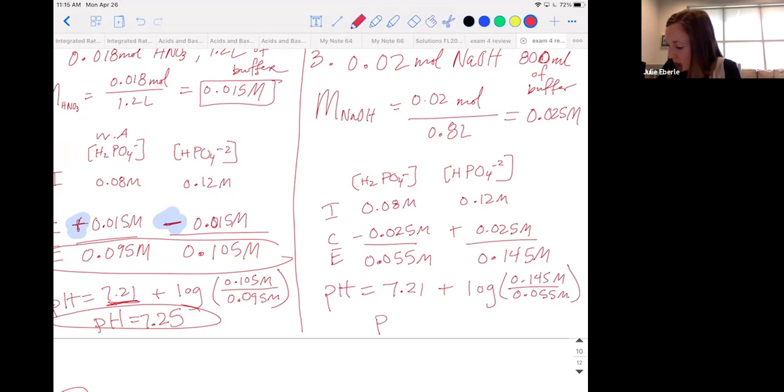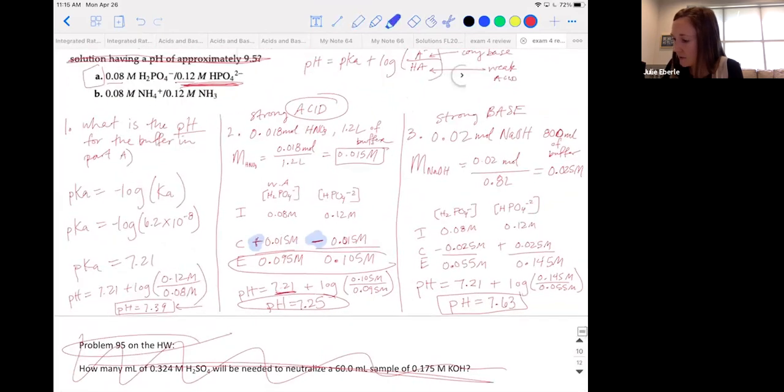My new pH, once I neutralize all of that base, is 7.63. So it raised it from 7.39, which is what we initially had. When you add some of the acid, the buffer neutralizes it. The new pH is 7.25, lowers just by a little bit. When you add strong base, the buffer neutralizes it, but the pH is raised just by a little bit.